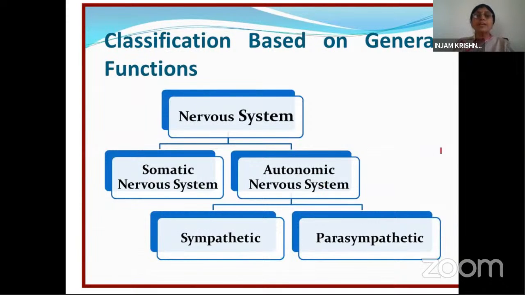Next, classification based on general functions. Structurally we have classified them: cervical, thoracic, lumbar, sacral, coccygeal. Now functionally, the nervous system is divided into the somatic nervous system and the autonomic nervous system. The somatic nervous system is voluntary, the autonomic nervous system is involuntary. Again, the autonomic nervous system is divided into two divisions, sympathetic and parasympathetic.